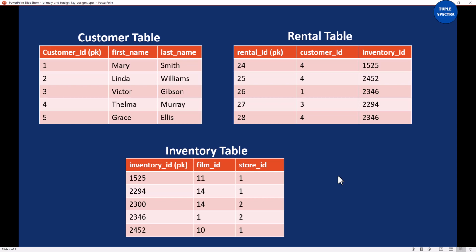Now, I have taught you primary key in my previous video, and in this particular video, I have also taught you foreign key. And I think that with this, we should be getting ready to learn how to join two or more tables together.